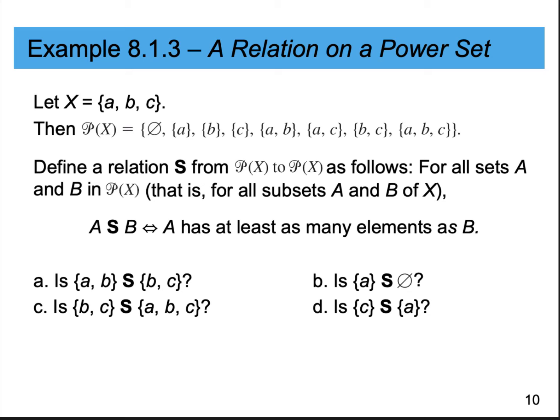Okay, we know what a power set is. Now, define a relation S from the power set of X to the power set of X as follows. For all sets A and B in the power set of X, this is how you express a relation between subsets of a power set. So, A S B if A has at least as many elements as B. So we're not considering independent elements, we're considering subsets.